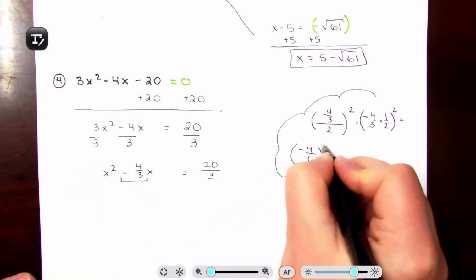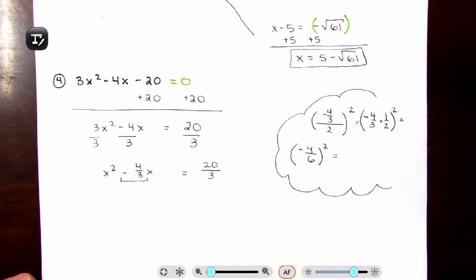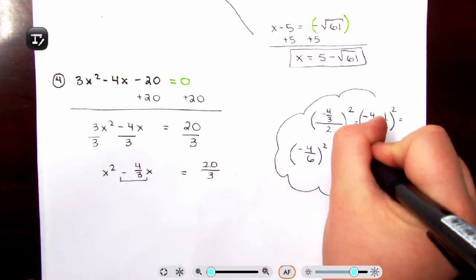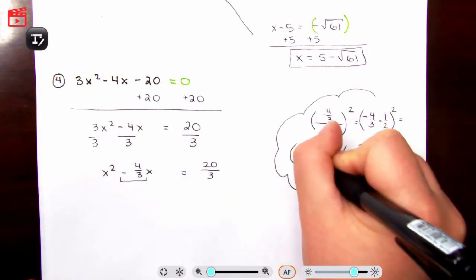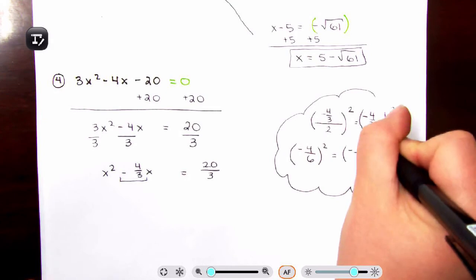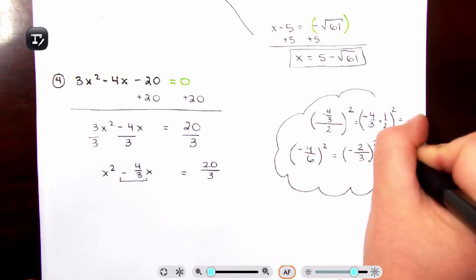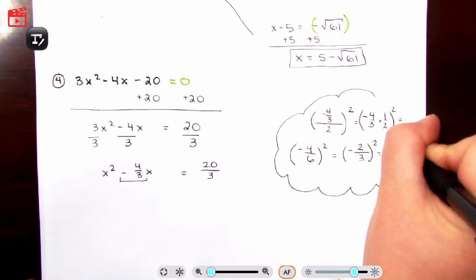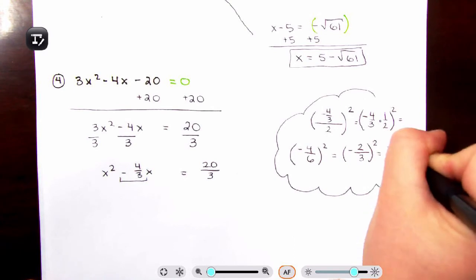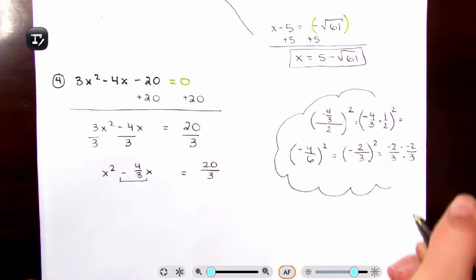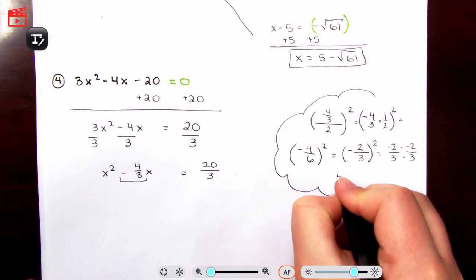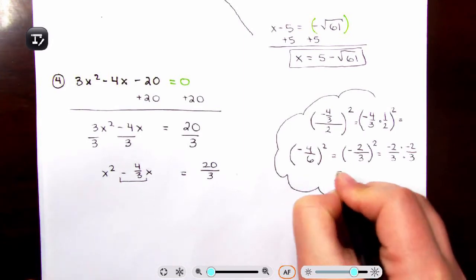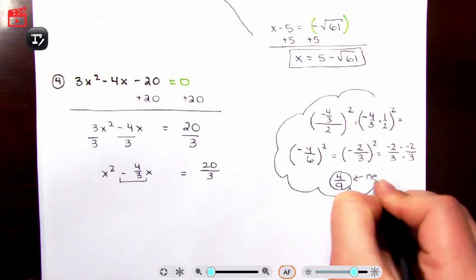4/6. I'm going to simplify that fraction since we didn't do that in our previous example. So we have negative 4 divided by 2 is 2, 6 divided by 2 is 3. Now I'm going to square that, which gives me a negative 2 times negative 2, 3 times 3. So my new constant is 4/9. This is my new c.